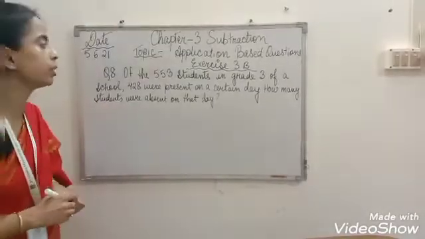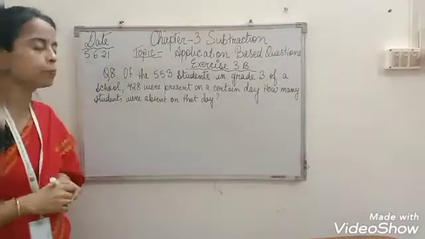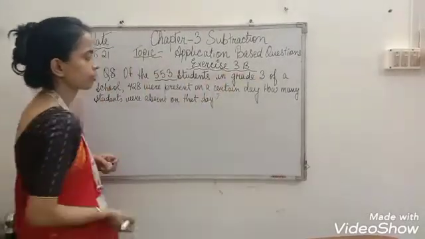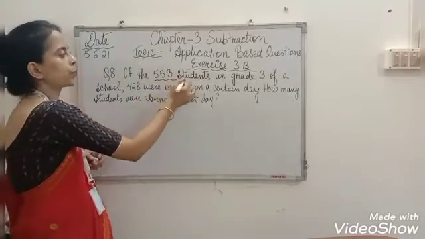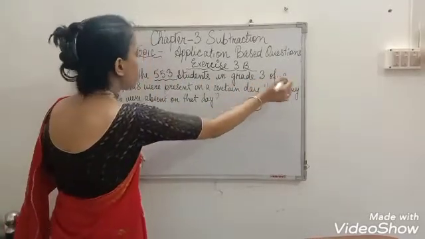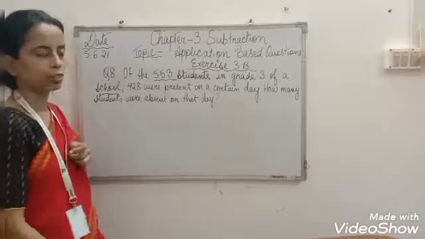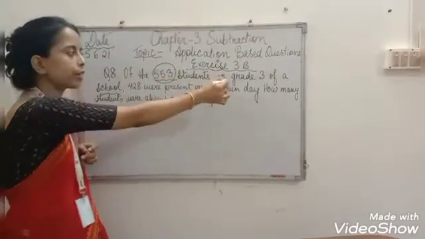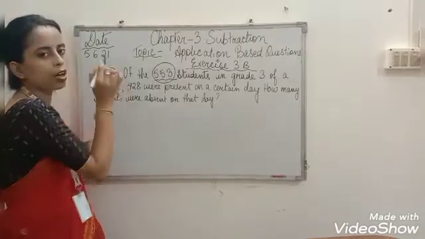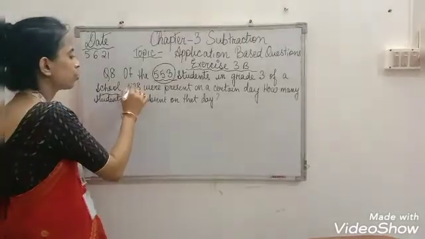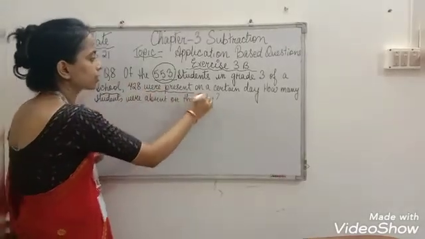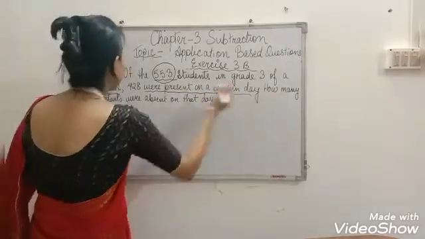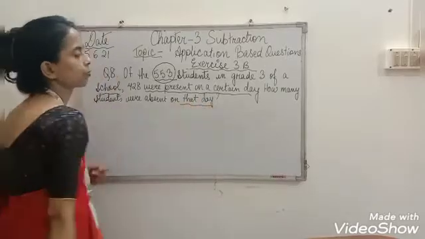Now question number 8 children. So let's see what the question is. Of the 553 students in grade 3 of a school, total number of students 553, in grade 3 of a school, 428 were present on a certain day. Alright? How many students were absent on that day?